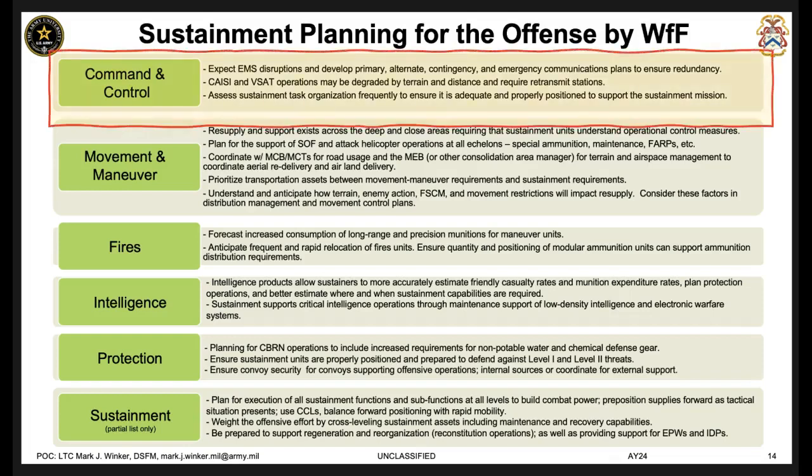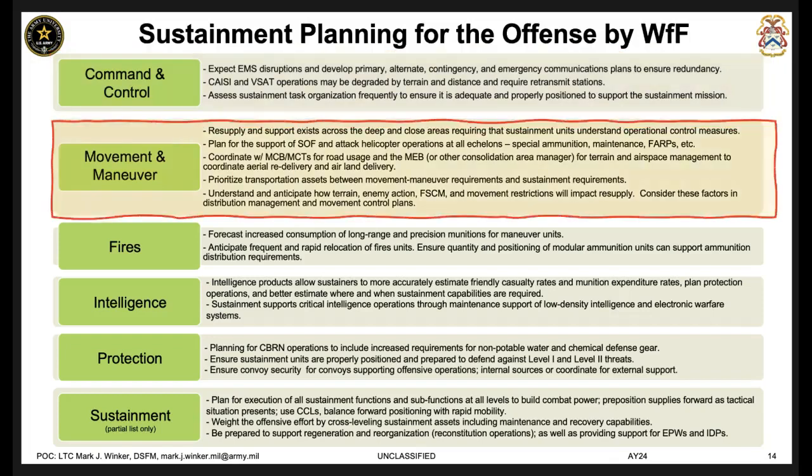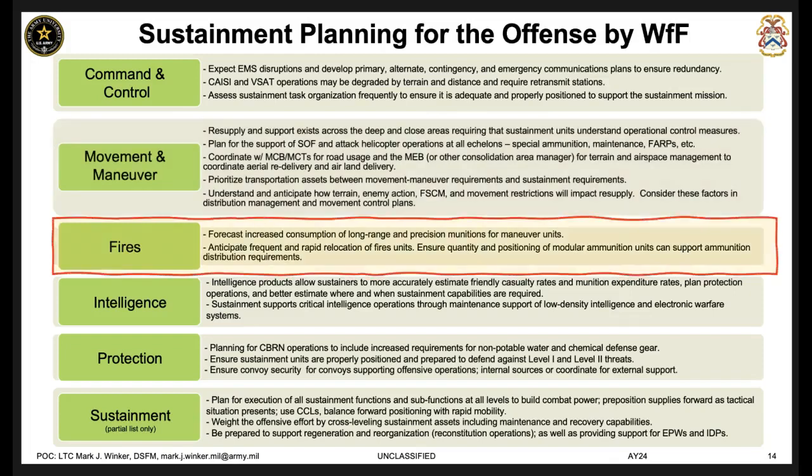For command and control, emphasis is on planning and communication disruptions and repositioning sustainment tasks as necessary. Movement and maneuver focuses on the resupply across areas and coordination with various units for efficient use of terrain and airspace. Fires highlight the need for increased long-range munitions and the rapid relocation of fire units.